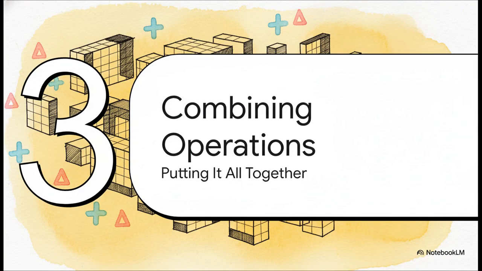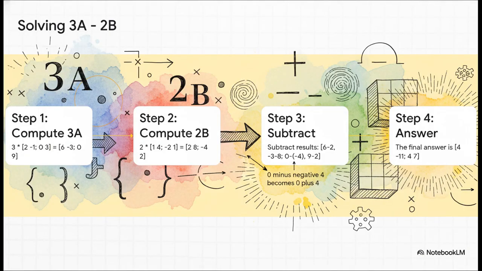Okay, so we've got our two main tools in our toolbox, addition and scalar multiplication. So now let's put them together and tackle something that looks a little more intimidating on the surface, but you'll see it's actually totally manageable. So here's the problem. What's 3A minus 2B? We just follow our good old order of operations. First, we'll handle the scalar multiplication. We take matrix A, multiply everything inside by 3. Then we do the exact same thing for B, but multiplied by 2. Now we have two brand new matrices, and we just subtract them element by element.